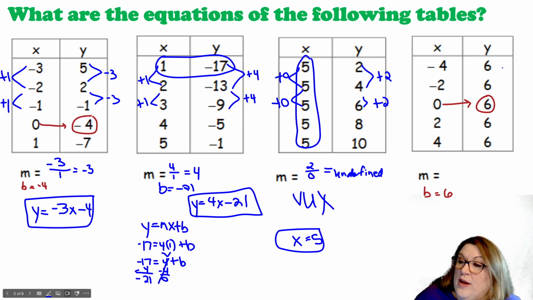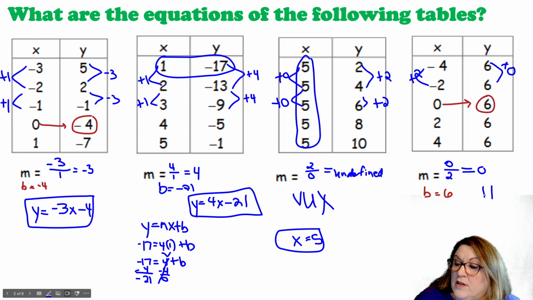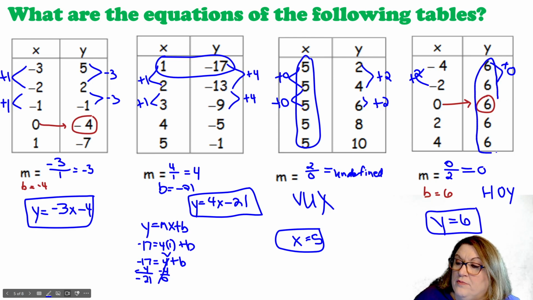This one here, we have a change of 0 on the y value this time, and then a change of plus 2 on the x. So that's 0 divided by 2, and 0 divided by 2 is a slope of 0. That should remind you that this is a horizontal line. And with horizontal lines, my equation starts with y. There is no x in the equation. It's y equals 6. It's the same y all the way down in every point on that line.